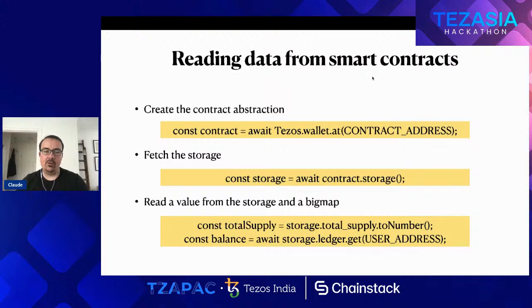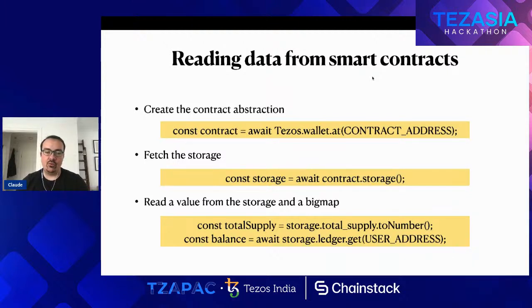And then once you have that contract, if you want to get the storage of the contract, there's a method on the contract abstraction that's called storage. You just call it, it's a promise, and it's going to return the data from the contract. And now, for example, if you have a token contract, you have access to the total supply, you have access to the balances, the operators, all the information that you may need from the contract.